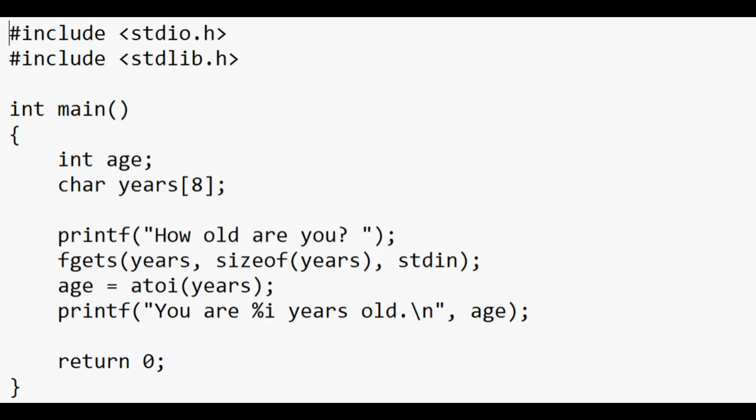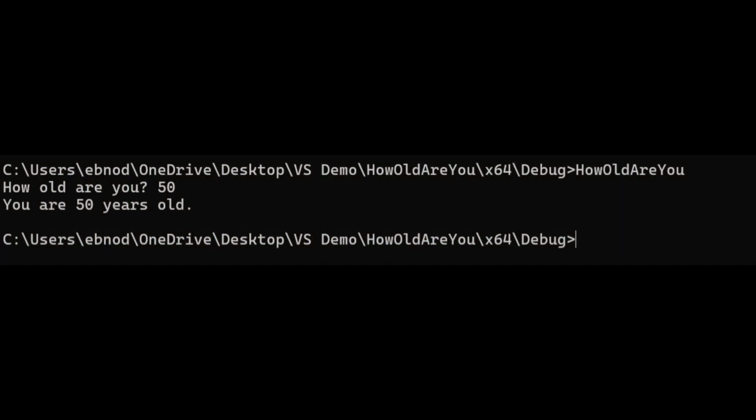The string entered by the user needs to be converted to an integer. atoi converts the string stored in years to an integer and stores it in age. Finally, the program prints the converted age using %i, which is an integer format specifier. And here is what the program looks like when you run it.